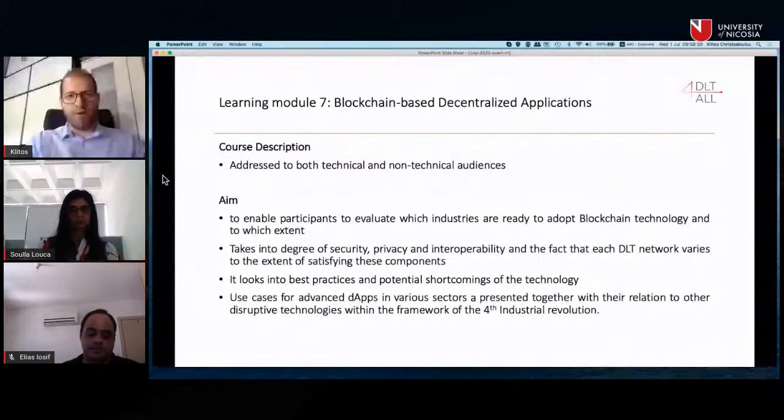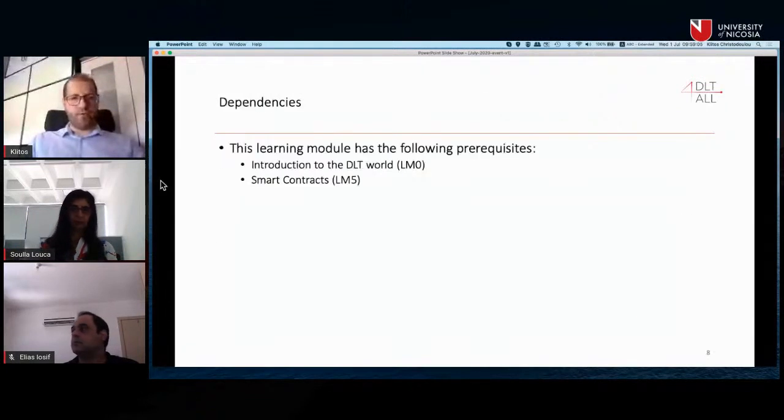This is more specific to the technical audiences, but it will be showing how people can use the various tools, the various layers of the blockchain technology stack to build their own decentralized applications. And we've seen that these decentralized applications are currently disrupting many industries, and they are considered disruptive also for the technologies comprising the fourth industrial revolution. So this is like a brief overview of the course.